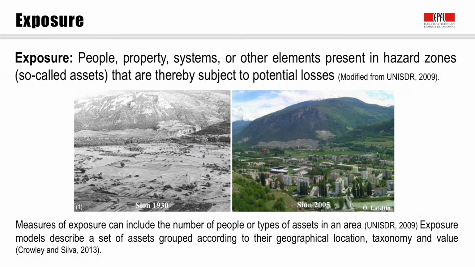For what concerns exposure, these two photos illustrate the concept. They were taken from the same area, on the left back in 1930 and on the right more recently in 2005. It is apparent that, unlike seismic hazard, exposure can be highly variable in time. Measures of exposure can include the number of people, GDP, buildings, or others, and they are described by groups according to their geographical location, taxonomy, and value.